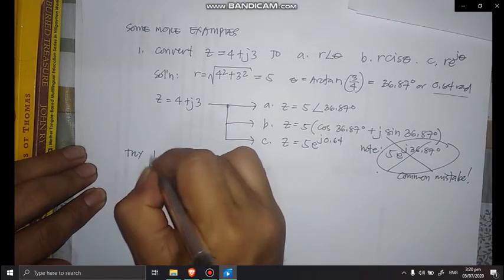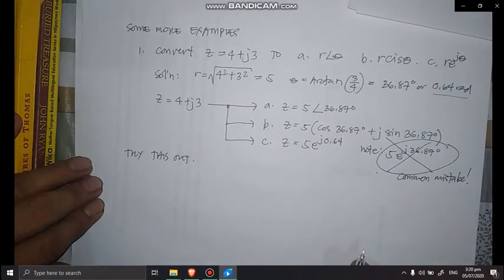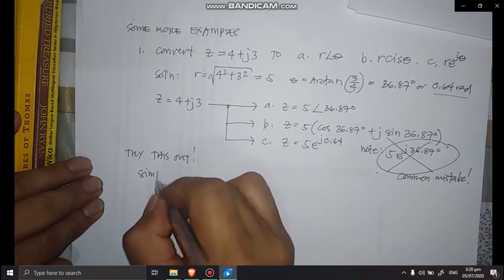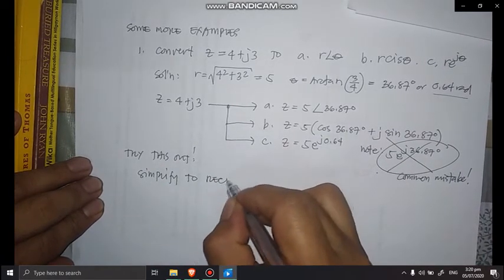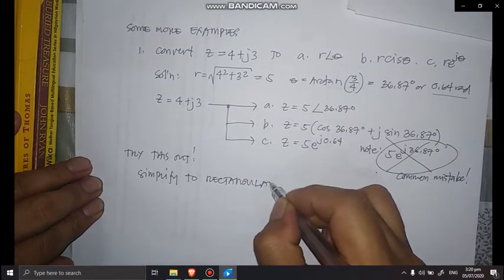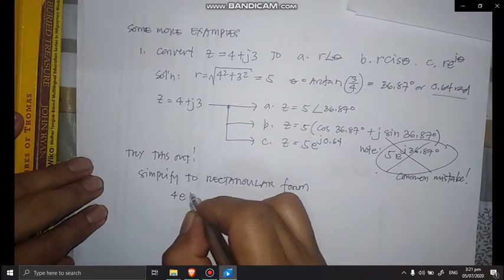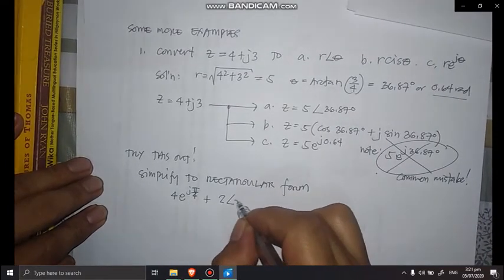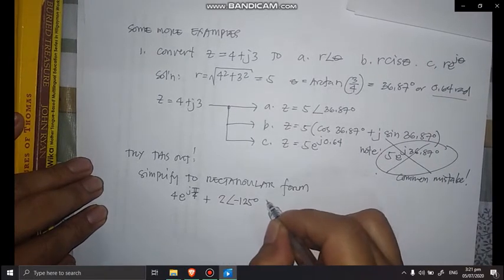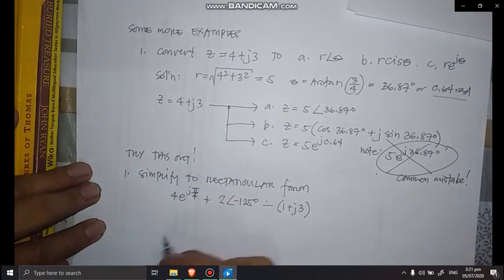Okay, this time you try this. Get a piece of paper and try to solve the problems below. You are going to simplify to rectangular form e raised to 4 times e raised to j pi over 4 plus 2 angle of negative 125 degrees minus 1 plus j3. That's your problem number 1.